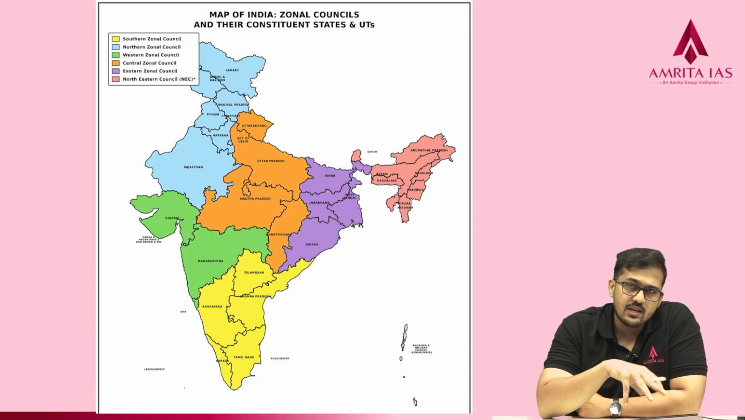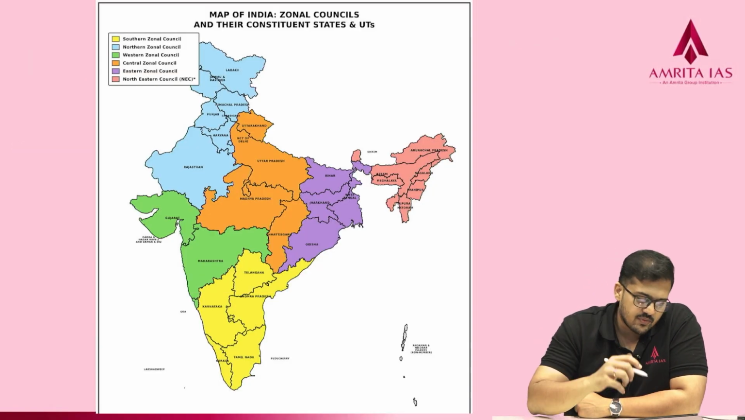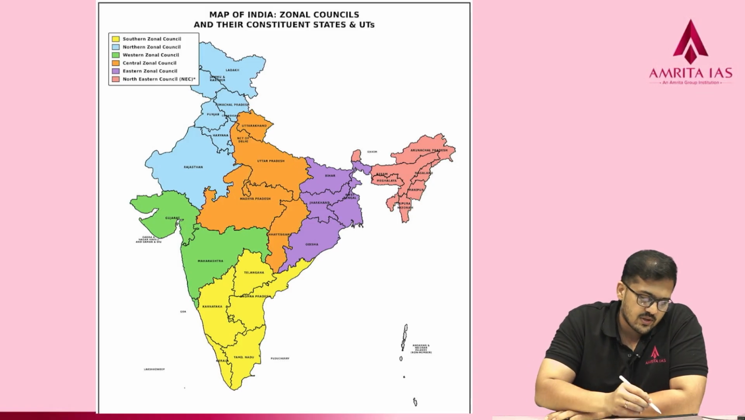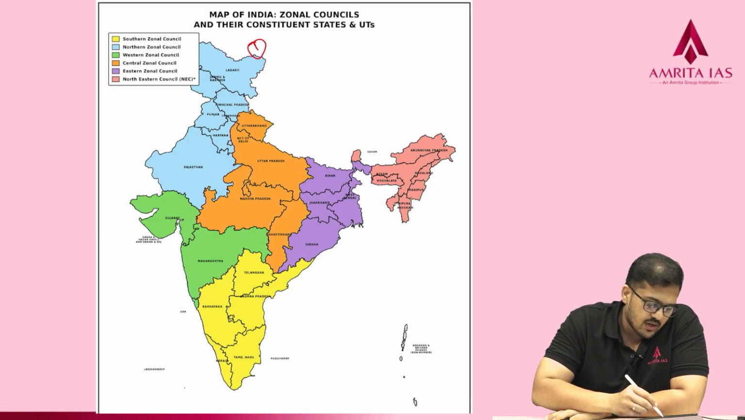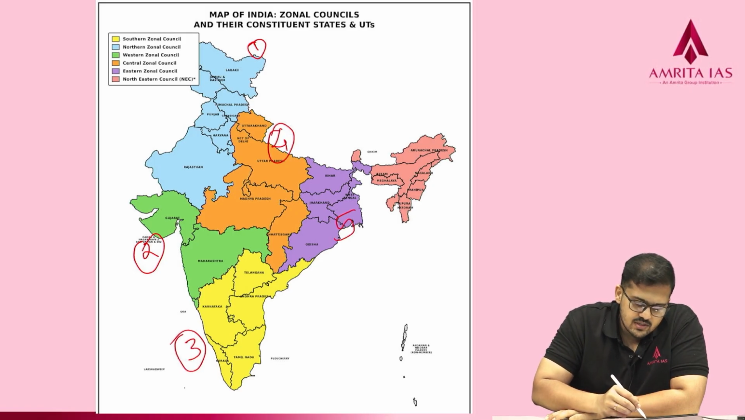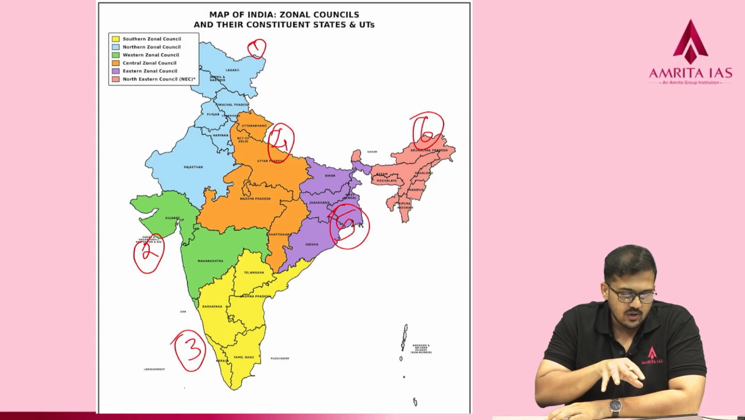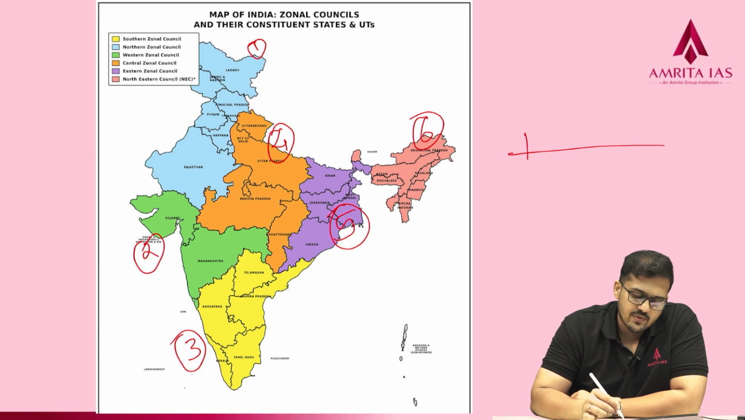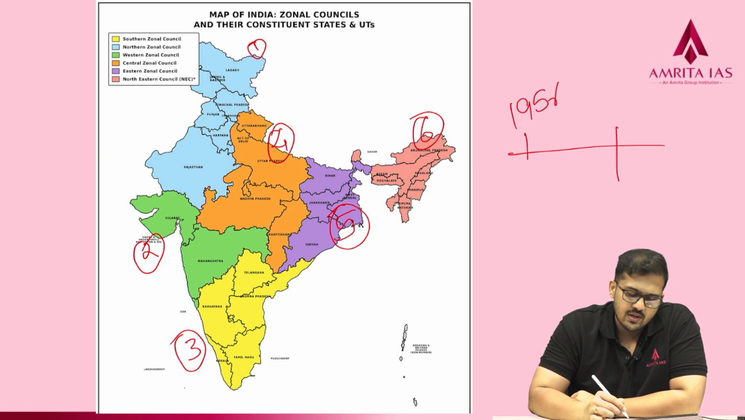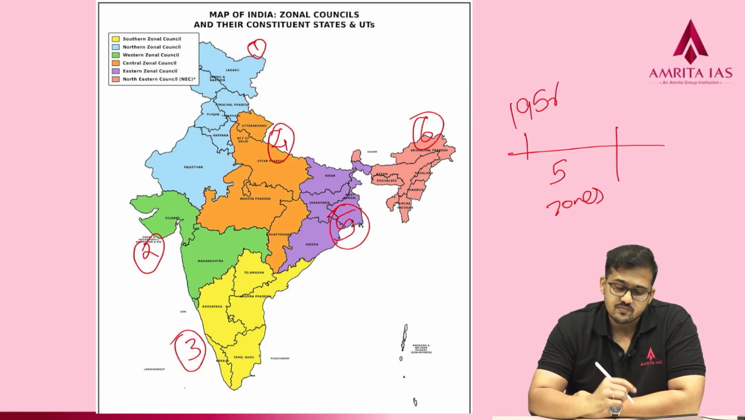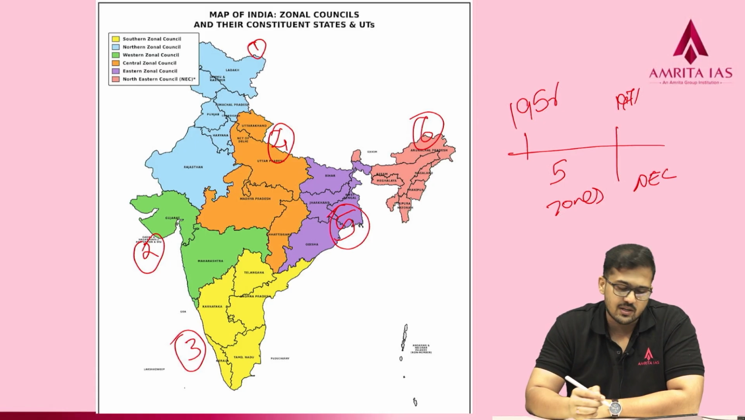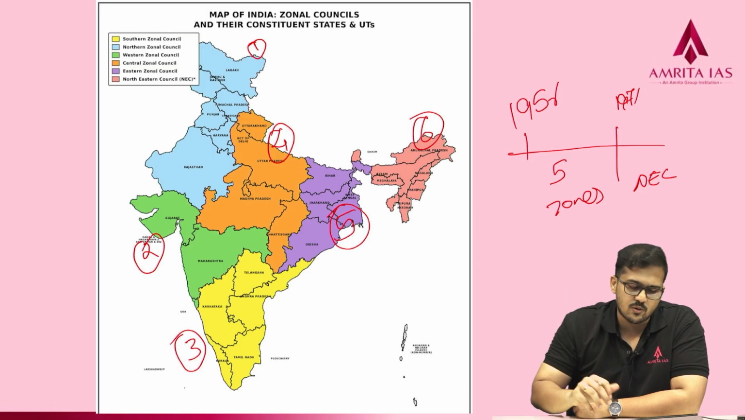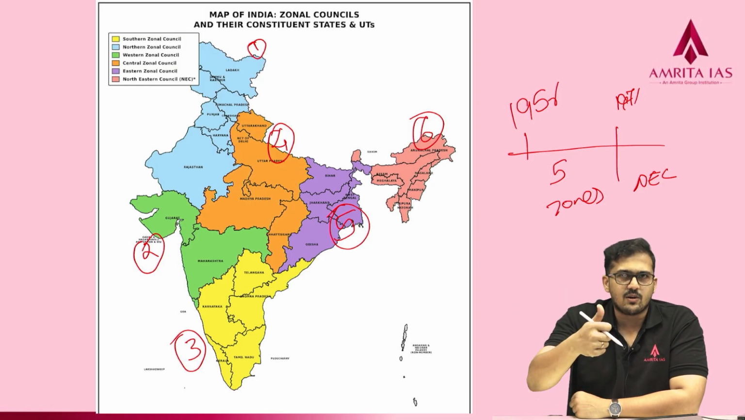Accordingly, India had been divided into 5 zones initially. In this diagram, you can see there are 6 zones. Starting with the northern zone, we have the western zone, southern zone, central zone, eastern zone, and the northeastern zone. But initially, when the zonal councils were created in 1956, there were only 5 zones. Then later in 1971, the Northeastern Council was created and a zonal council was created for it, and because of that today we have 6 zonal councils.